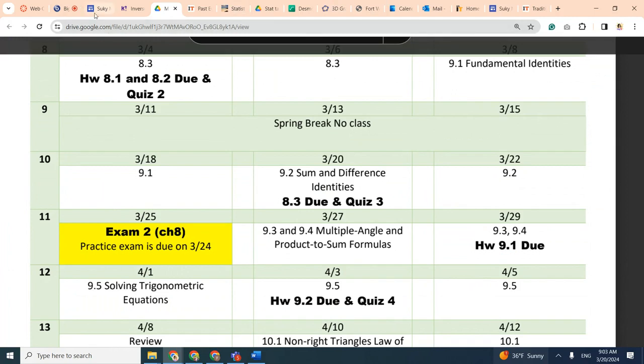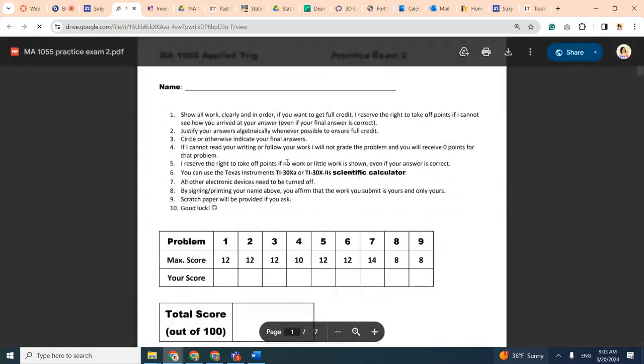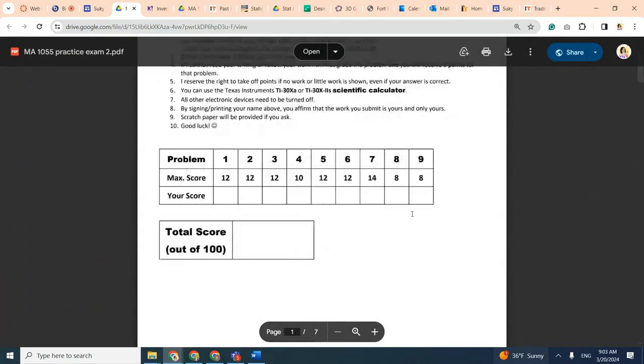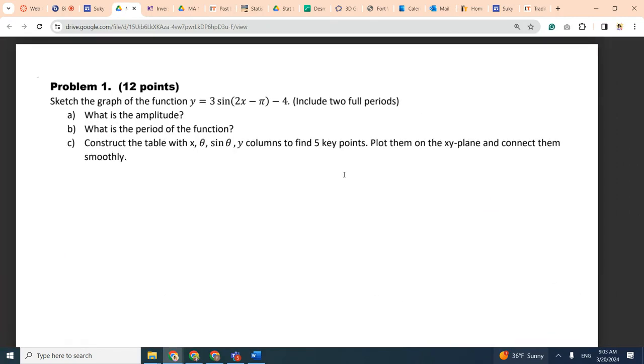Before we go to 9.1, I would like to have a look at the practice exam with you so you can see what types of problems are going to be on exam 2. Okay, so this is the practice exam.